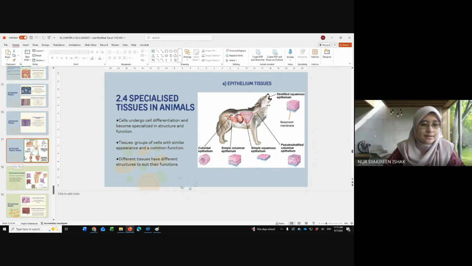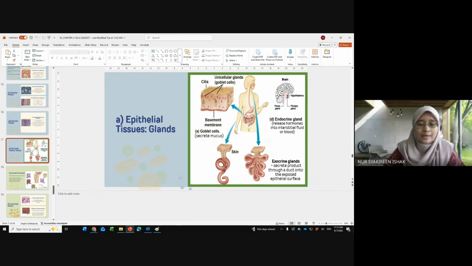Then we look at the epithelial tissues, which include the glands. The tissue that makes up a gland is responsible for secreting secretions. We have goblet cells, which can be found lining the trachea, which function to secrete mucus to trap contaminants from the air that you breathe in. And then we have the endocrine gland, which functions to release hormones into your blood circulation until they reach your target organs. So the cells must have receptors to receive the hormone.